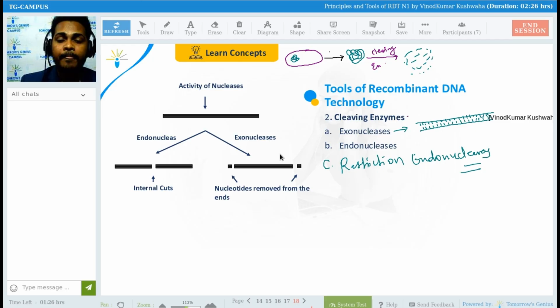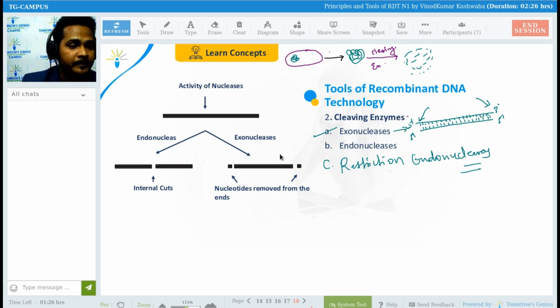Okay, this is the DNA strand. So where do exonucleases work? Exonucleases always work on the terminal end, the terminal end of the DNA in one strand of the duplex. It can work either from 5' to 3' or 5' to 5'. It always works on the extreme position, and that's why it is called an exonuclease.